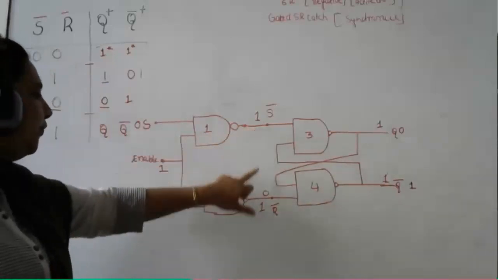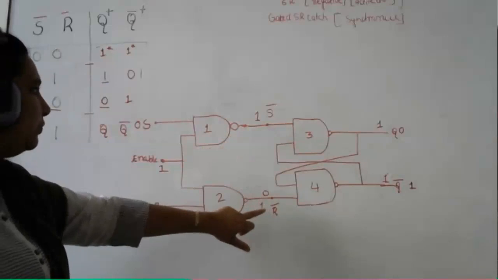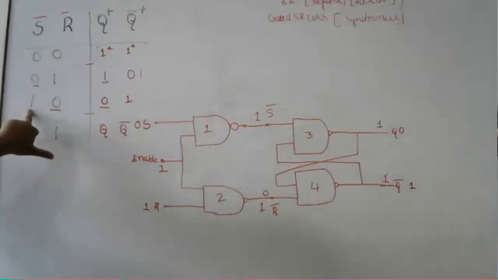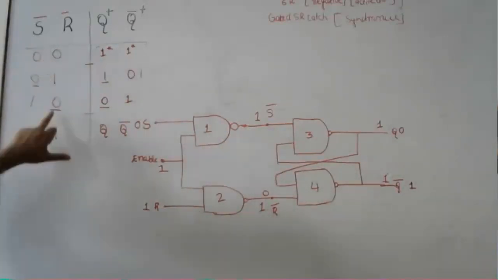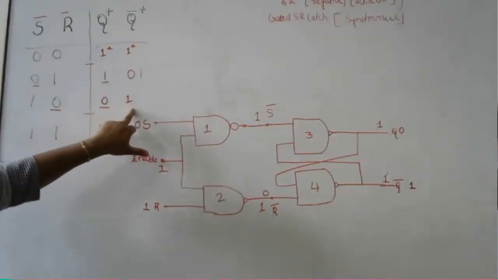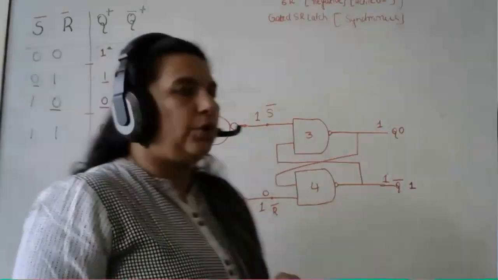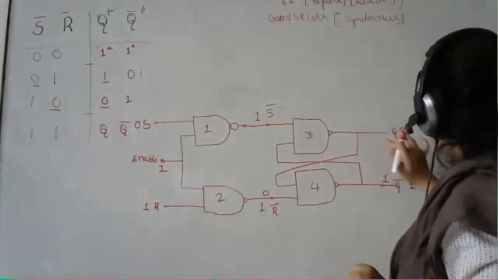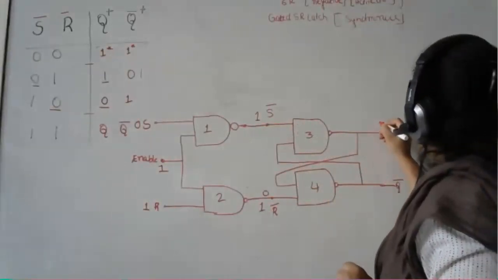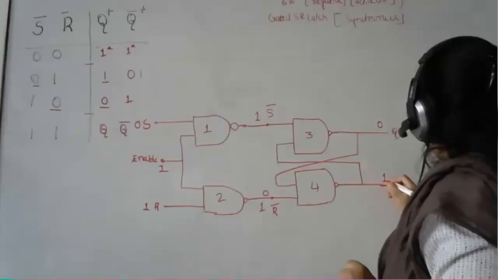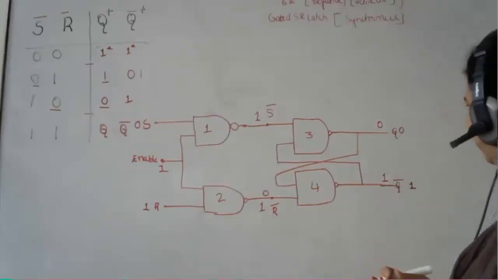So when this is 1, 0, my S bar R bar is 1, 0. Tell me which condition I will be in. S bar is 1, R bar is 0. So I will be in 0, 1. That is the reset state. So what happens to my output Q and Q bar? It will go to 0, 1. That is the reset state, right?